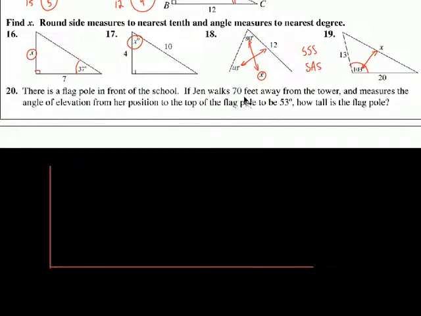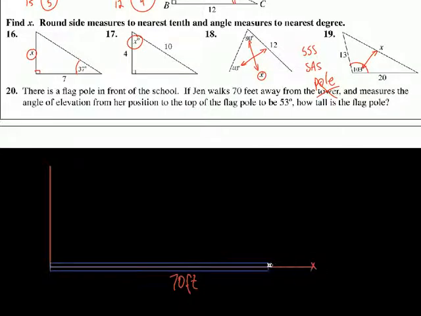It says if Jen walks... Now, I put tower. That was my bad on that because I was looking at the problem in the book. But what am I talking about, do you think? 70 feet from the what? From the pole. Okay? So if Jen walks 70 feet away from the pole, the flagpole, and measures the angle of elevation from her position to the top of the flagpole to be that, how tall is the flagpole? So what is she doing? She's right here, right? She's right at the flagpole, and she walks away from the pole. How far does she walk? She walks to right here, which is how far? 70 feet.